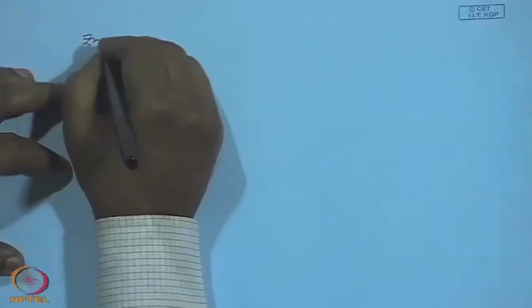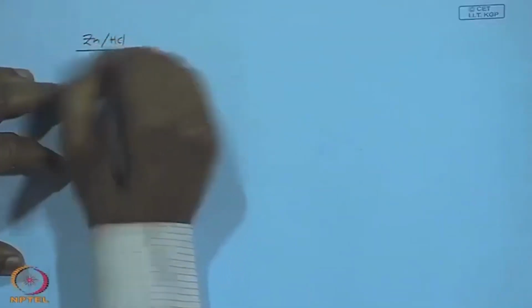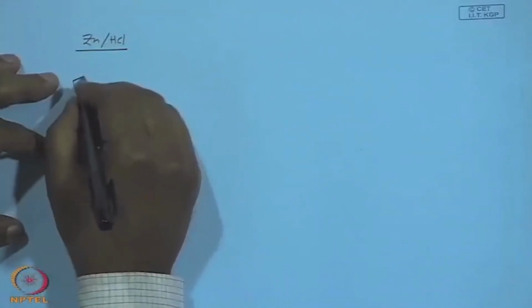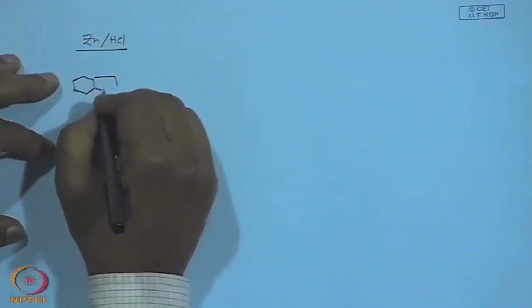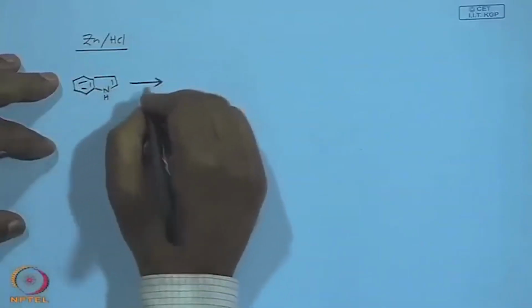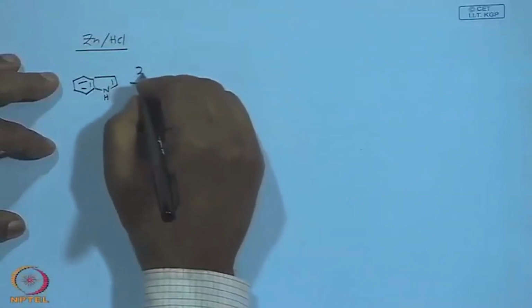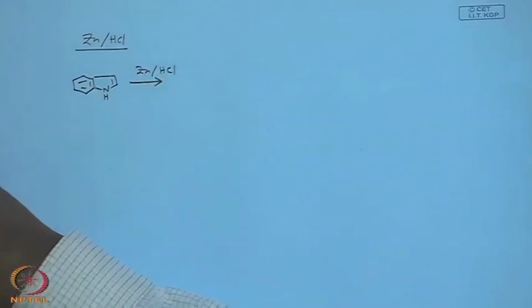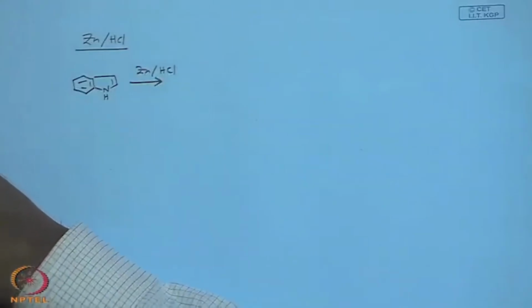Let us look at the one often used in heterocyclic chemistry, that is basically zinc and HCl. Now we start with a bicyclic heterocyclic system, which is nothing but indole. Let us see what you can do if you react it with zinc and HCl. Between the two, one of these rings would be reduced. Now, you have to make an intelligent guess, of course, which one would be reduced. Any idea?